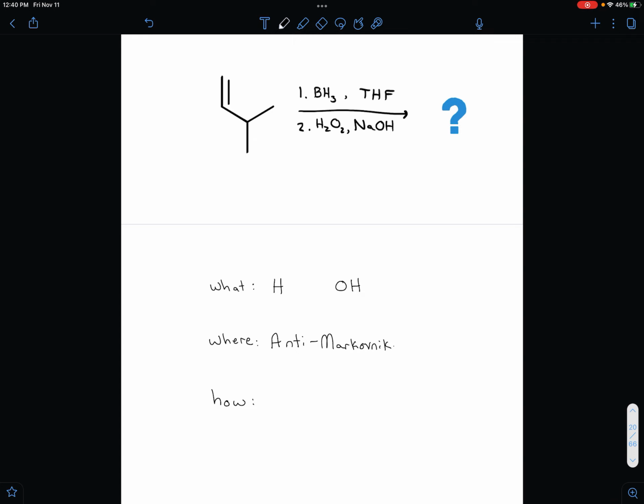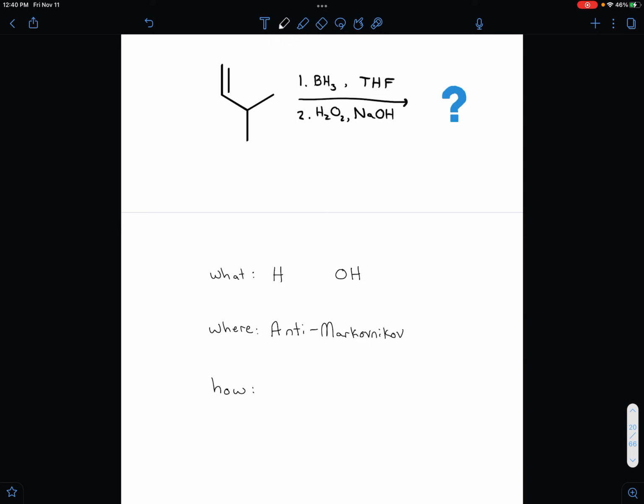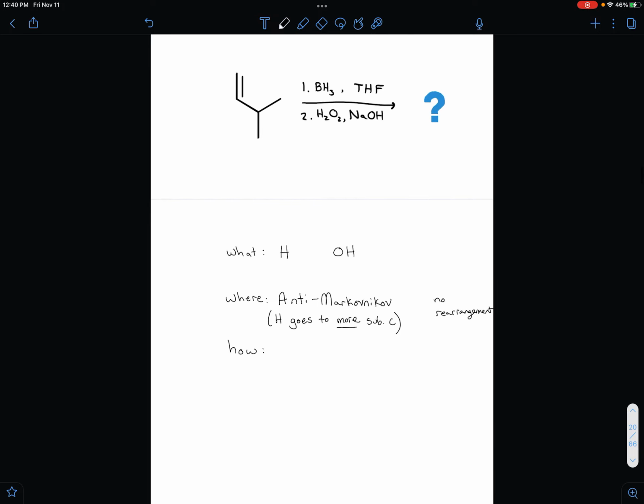So anti-Markovnikov means that hydrogen goes to the place where you would not expect it in a Markovnikov addition. In other words, hydrogen goes to the more substituted carbon. And there's no rearrangement. The only reactions that have rearrangement in this chapter are hydrohalogenation and acid catalyzed hydration. So no rearrangement.